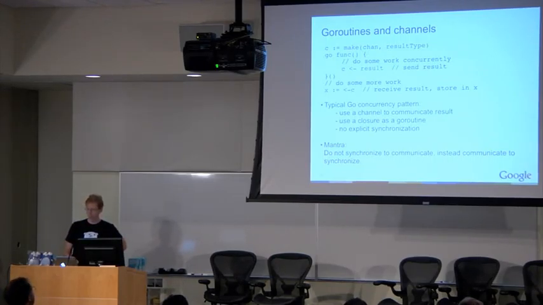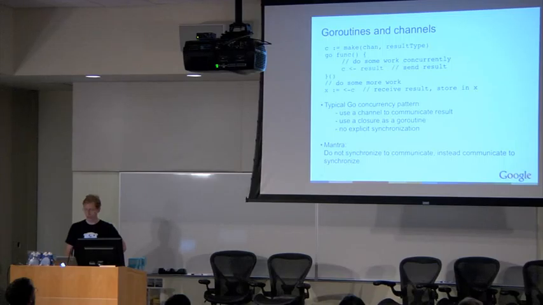As I said before, channels are the means to communicate with coroutines because they do the synchronization work for you without you having to deal with it. So here we create the channel C that accepts some kind of result type. And here we launch a coroutine as a closure. In this closure, we do some work concurrently, and when we're done, we send the result to the channel C.